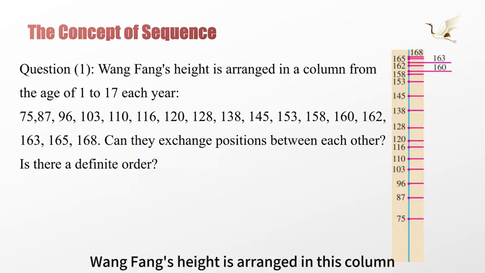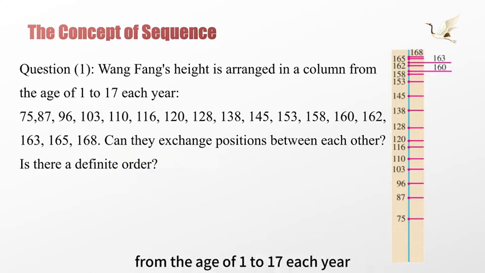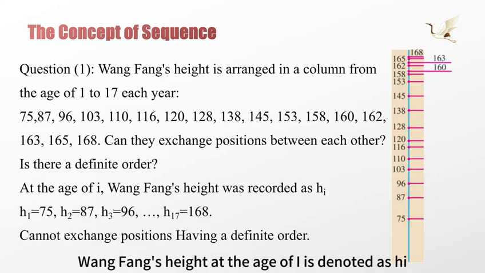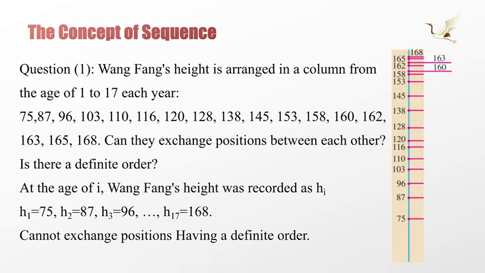Wang Fang's height is arranged in this column from the age of 1 to 17 each year. May I ask if they can exchange positions? Is there a definite order? Let's analyze this issue. Wang Fang's height at the age of i is denoted as h_i. Please pay attention to this notation. i is the subscript written in the lower right corner of h, and i can take a positive integer.